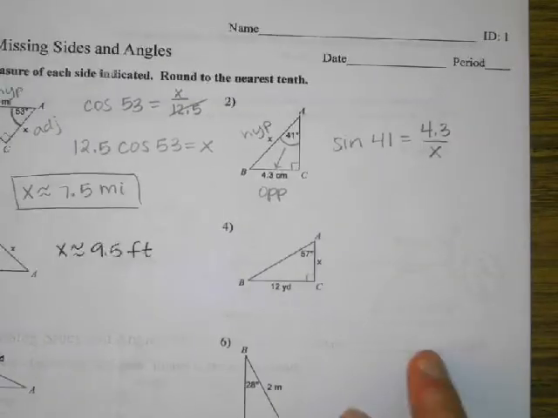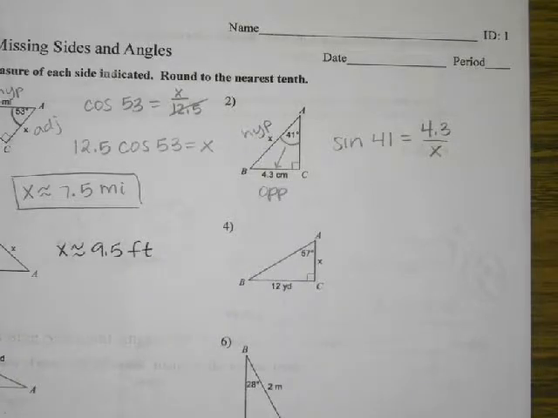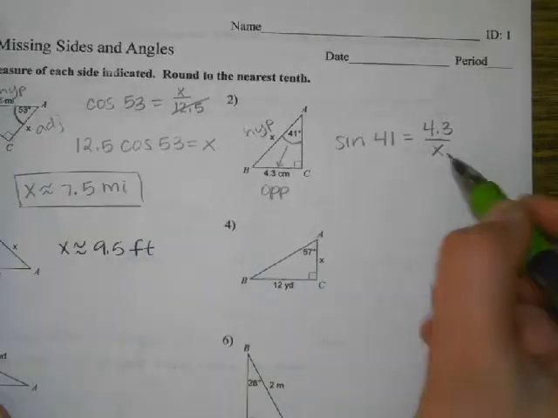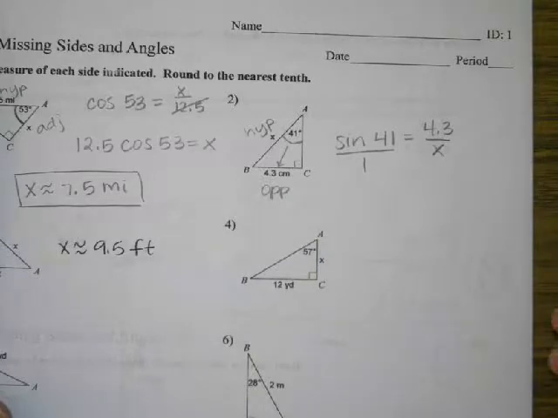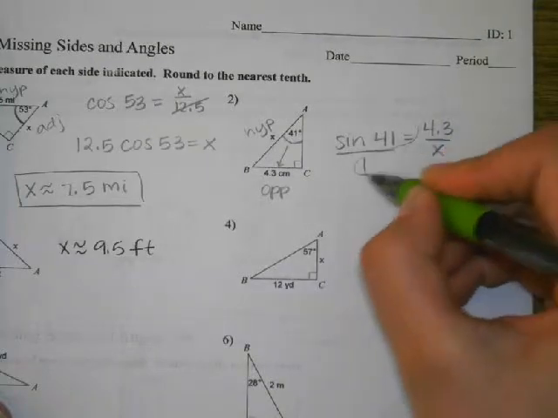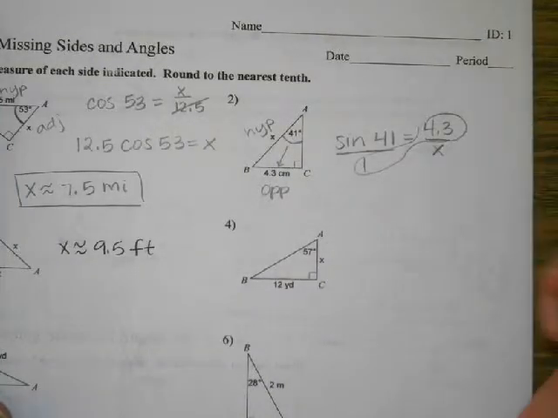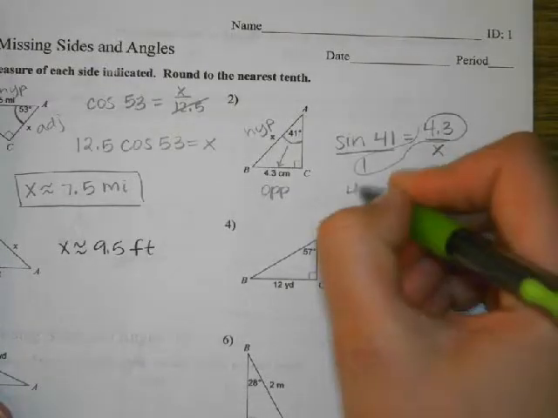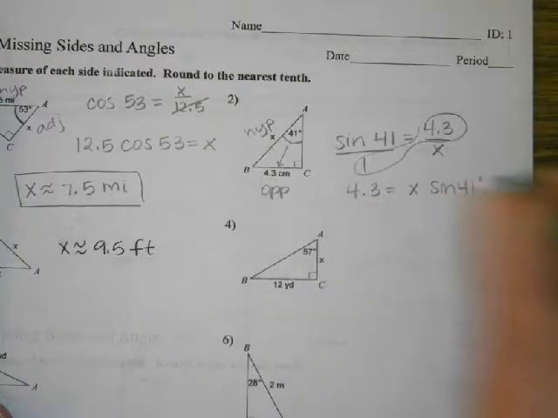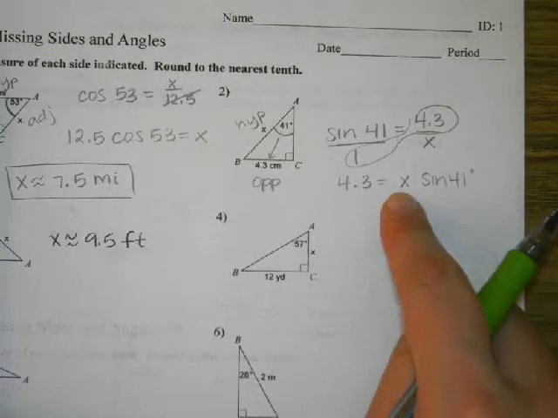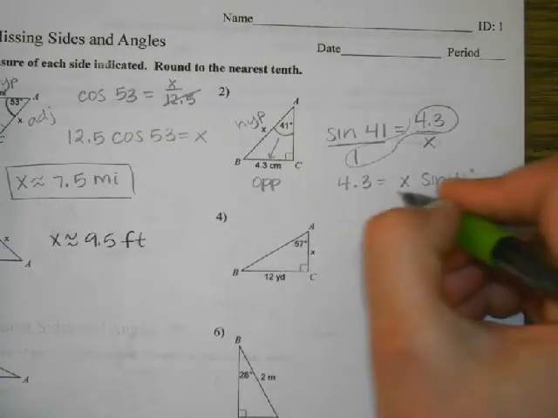Now this problem is a little bit more difficult than the one we just did because our variable is trapped on the bottom. So anytime you have a variable trapped on the bottom, we're going to put the other side over 1 and cross multiply. So if you cross multiply, what do you get? 4.3 equals x sine 41, right? And then how do we get the x alone? Divide by sine 41.